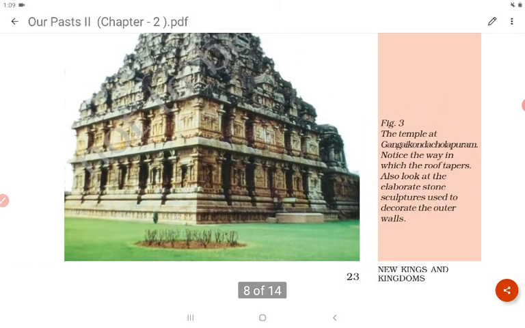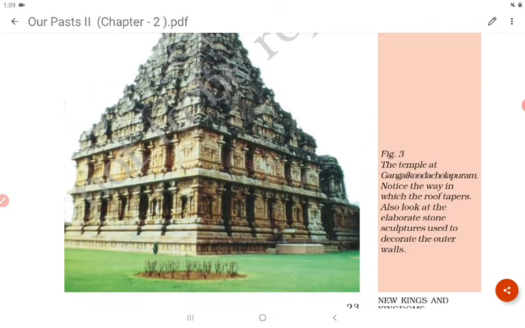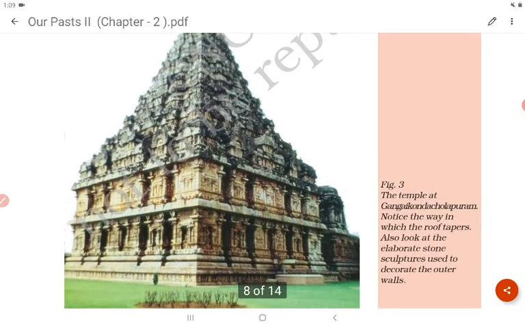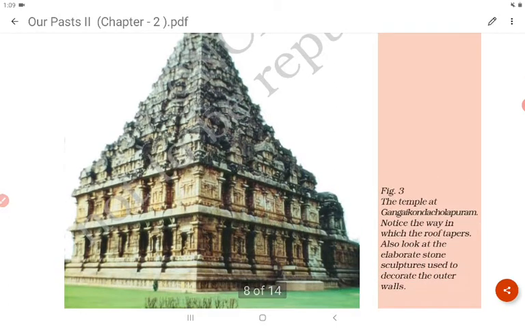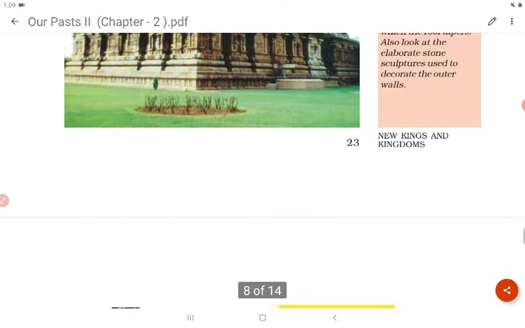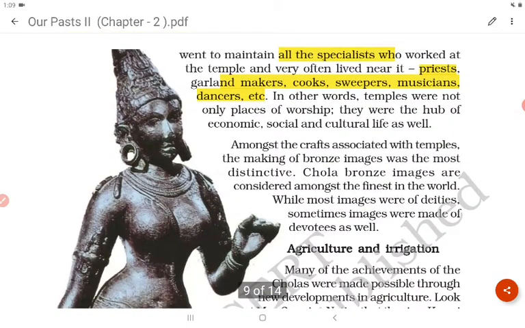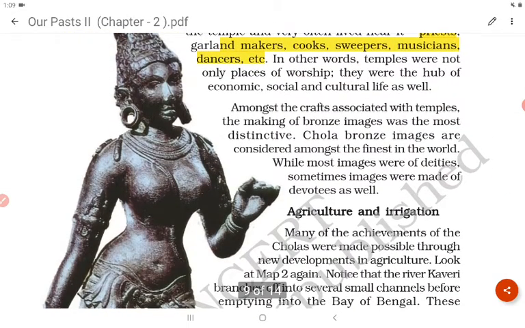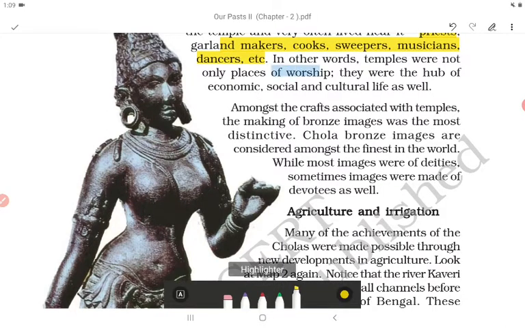So, this image, figure 3, the temple of Gangai Konda Cholapuram. Notice the way in which the roof tapers. Also look at the elaborate stone sculptures used to decorate the outer walls. This is a magnificent temple. In other words, temples were not only places of worship, they were the hub of economic, social, and cultural life as well.